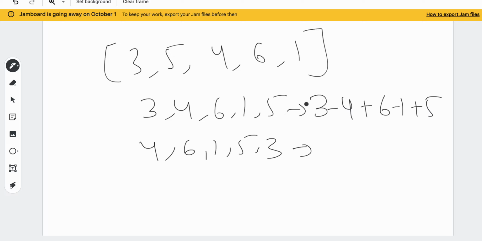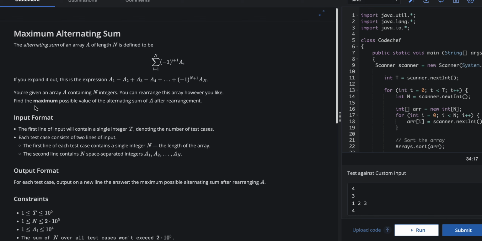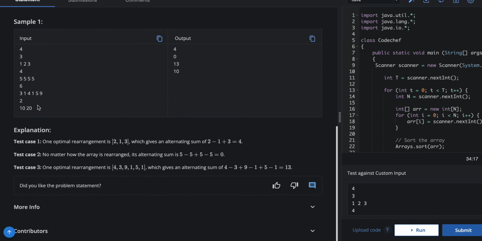this sum in this array, and this sum in this array, means 4 minus 6 plus 1 minus 5 plus 3, means one we should take positive and another one we will take negative, right? Means a1 minus a2 plus a3 minus a4, this sum should be maximum. So this is the maximum alternating sum that we have to find, right?